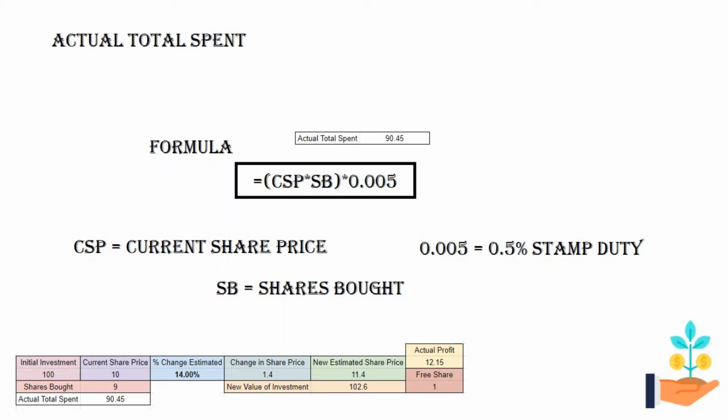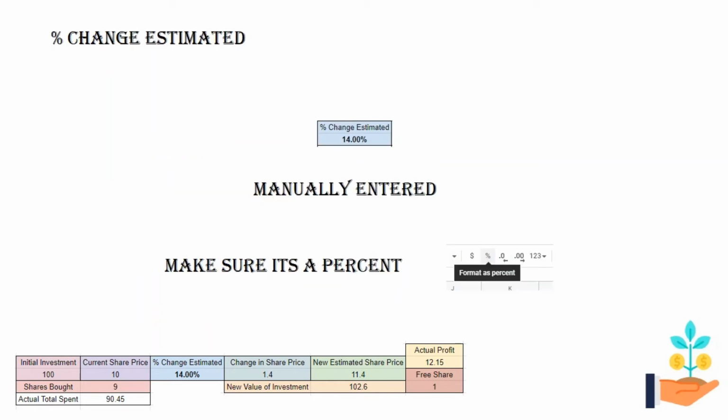When I'm calculating in stamp duty, it changes the actual amount that I'm spending, because I've written £100 and the share price is £10, with stamp duty I can't buy 10 shares, and so the amount that I've actually spent is £90.45p. We need to know this value to work out our actual profit. Moving on, this is another manually entered field, something you can play around with: the percentage change.